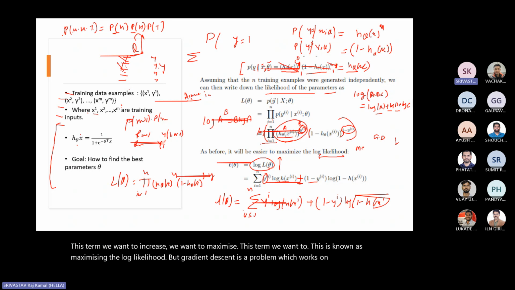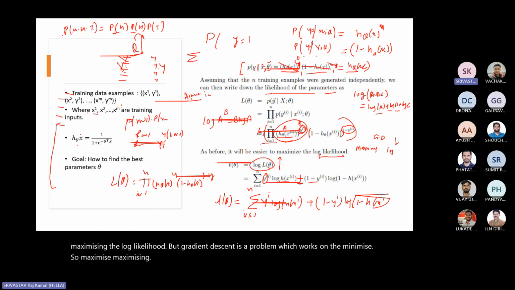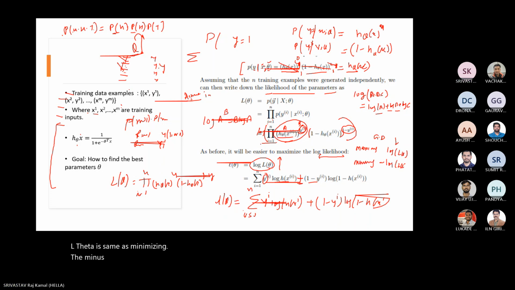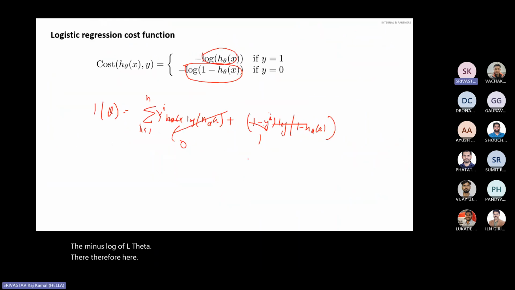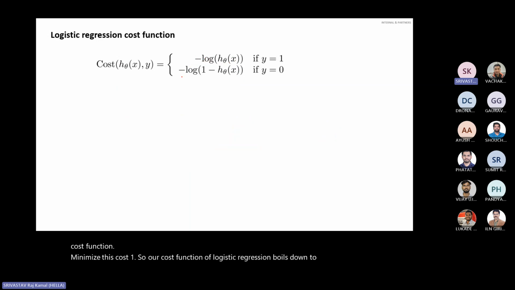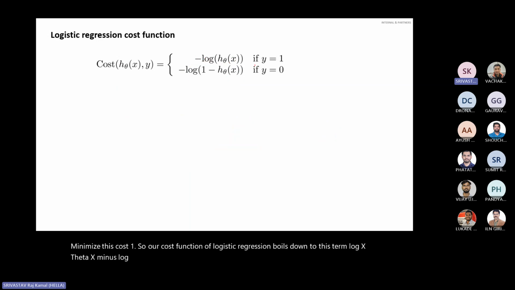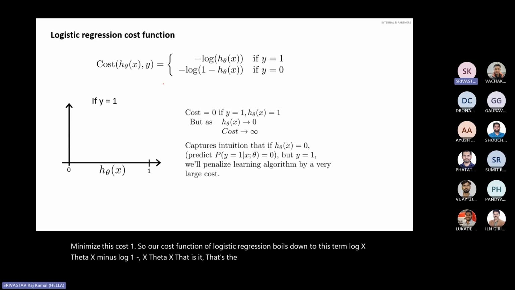So maximizing the log L theta is the same as minimizing the minus log of L theta. So therefore, maximizing this is the same as minimizing the same term. I put a minus, and we want to minimize this cost function. So our cost function of logistic regression boils down to this term: minus log s theta x minus log 1 minus s theta x. That is it. That's the cost function which we're going to use.